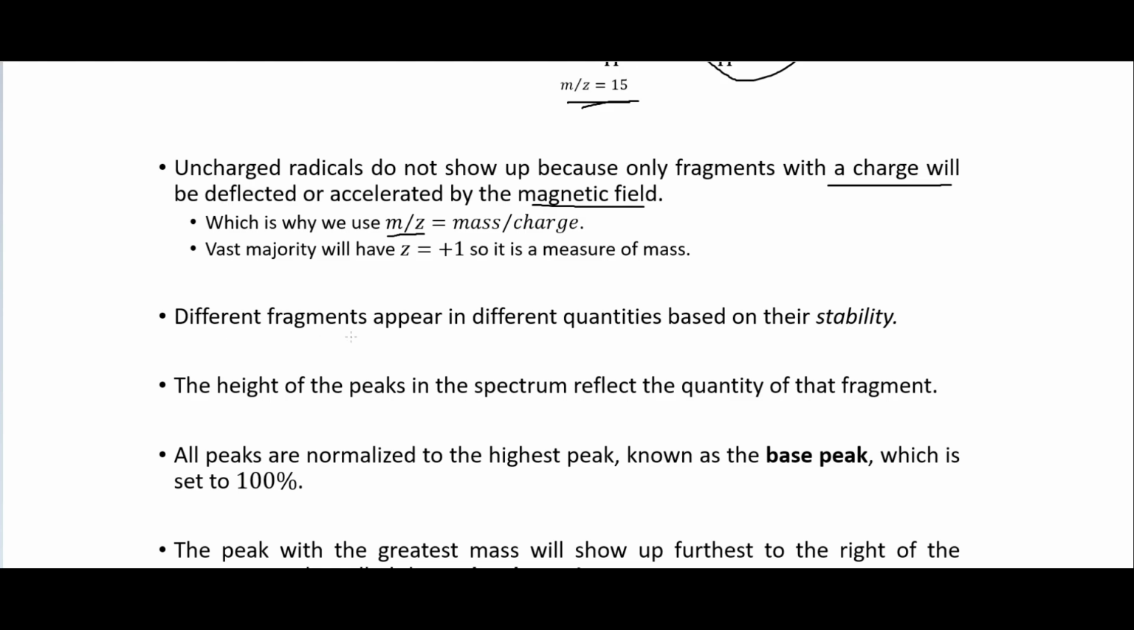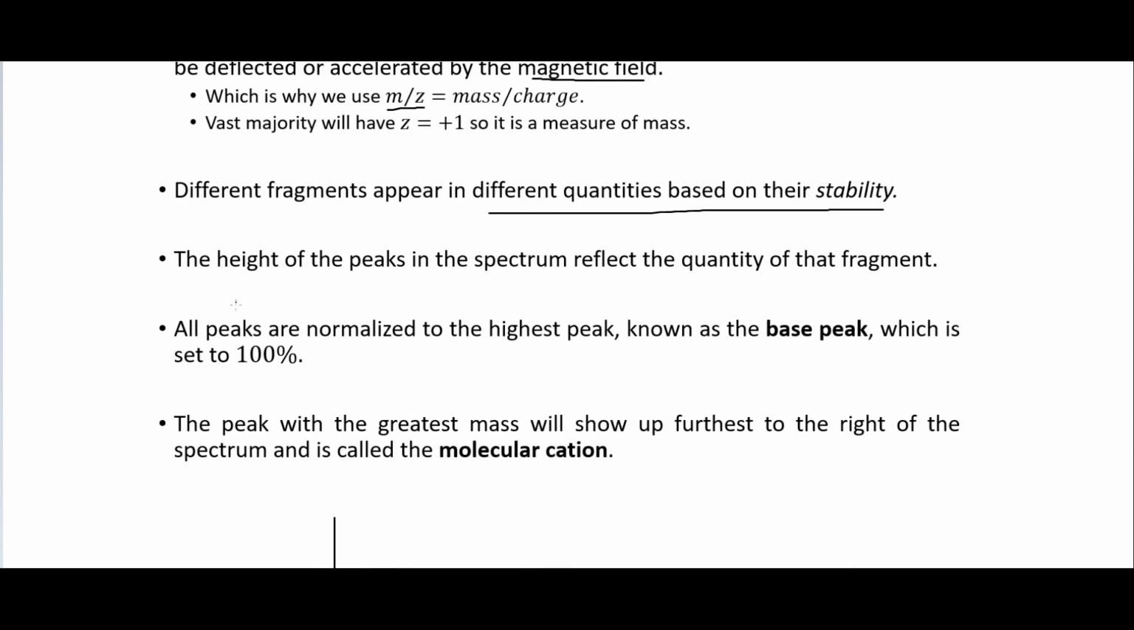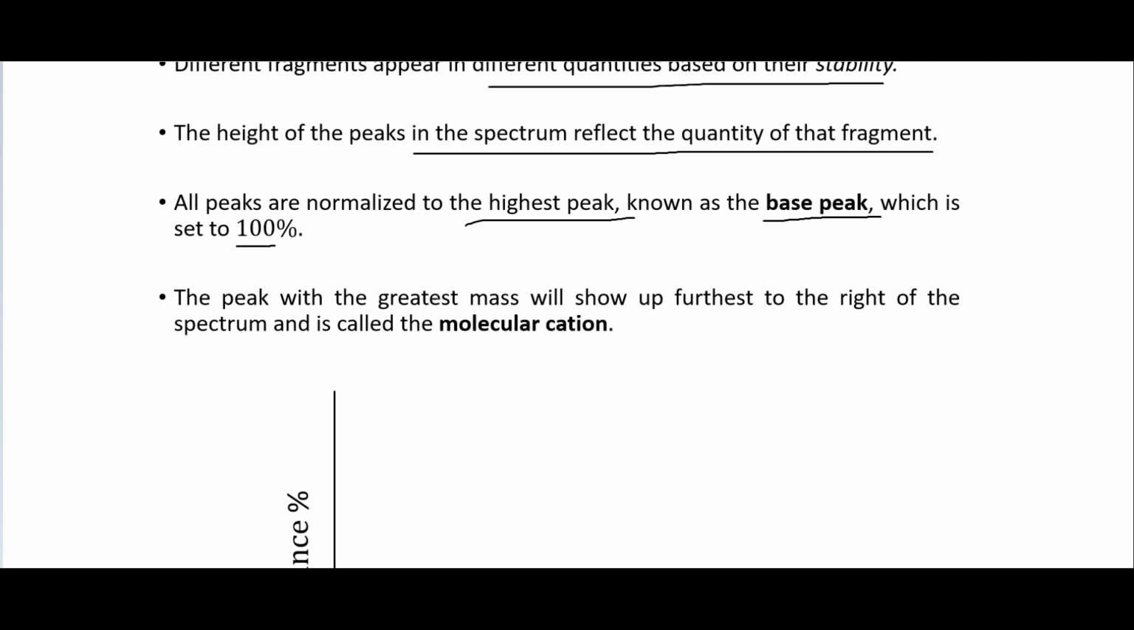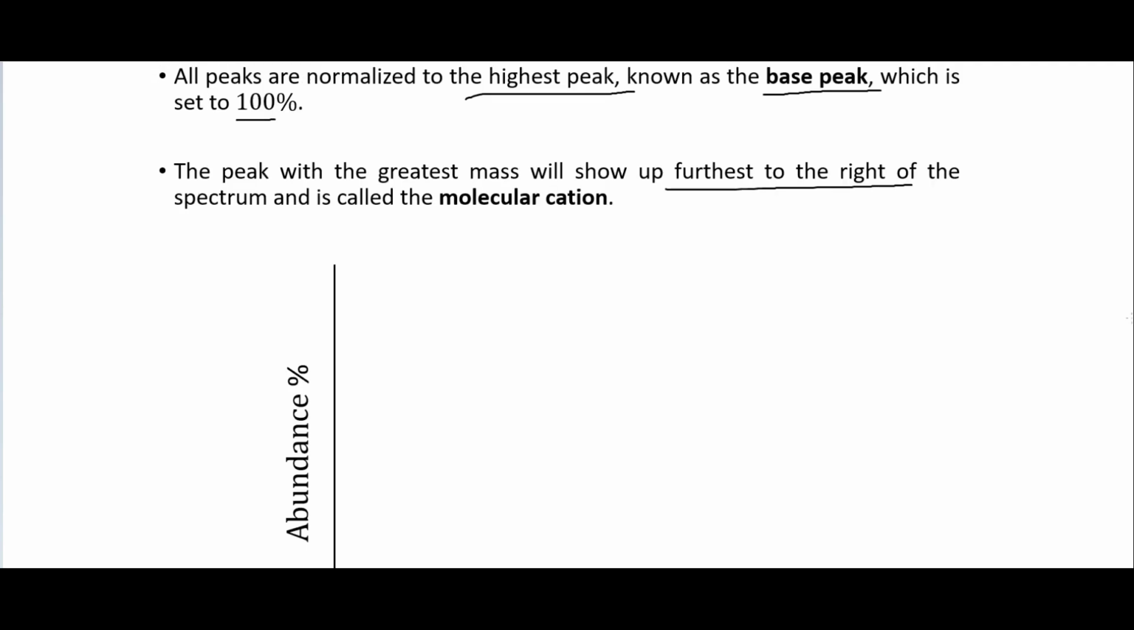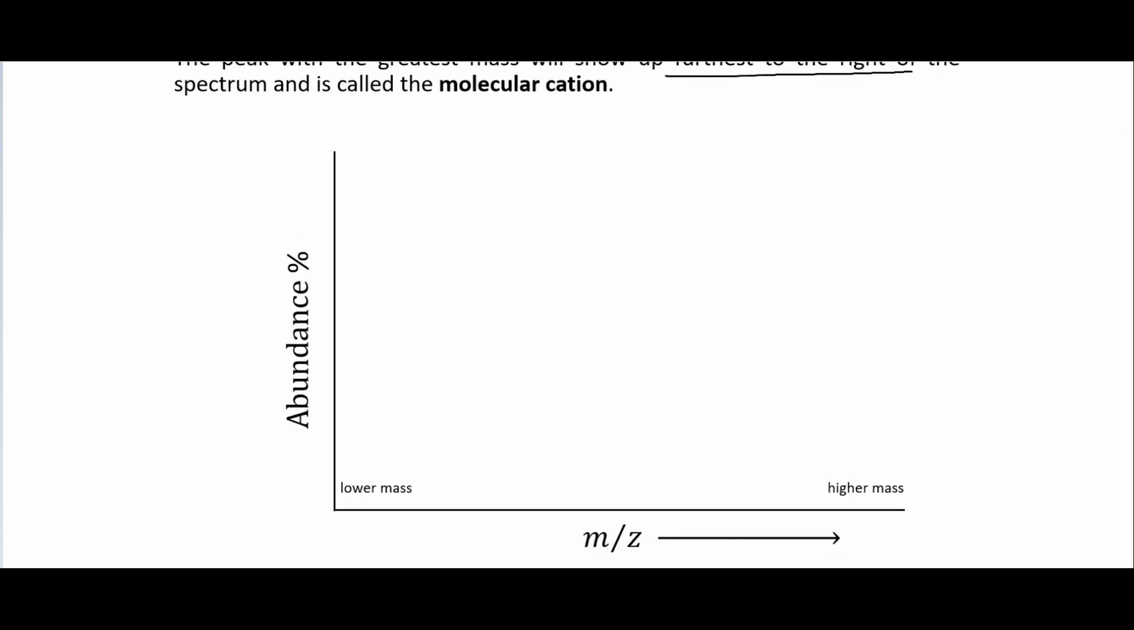So different fragments appear in different quantities, as I said, based on their stability. The height of the peaks in the spectrum reflects the quantity of that fragment. All the peaks are normalized to the highest peak, which we call the base peak, which is set to 100%. And the peak with the greatest mass will show up furthest on the right, which is the molecular cation.